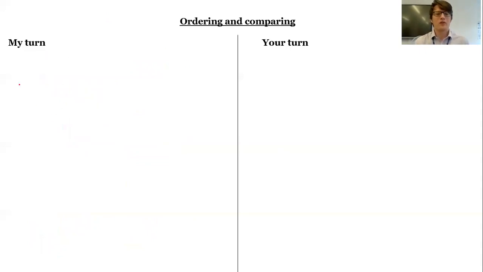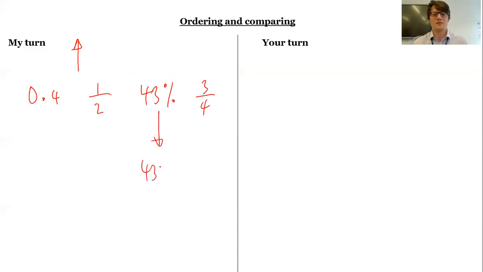So for instance, I might want to say, can I put in ascending order, so from smallest to biggest, these numbers here. So what's the order of these? Well, the trick first is to turn them all into the same type of number. So I'm going to turn them all into percentages. So this one is already 43%. This one we've just seen, half is the same as 50%.